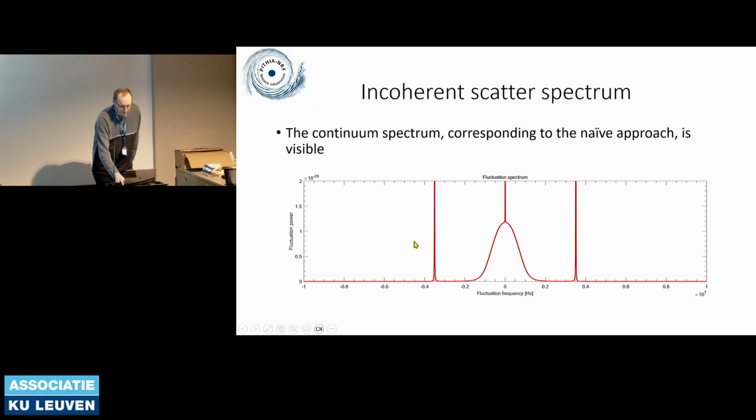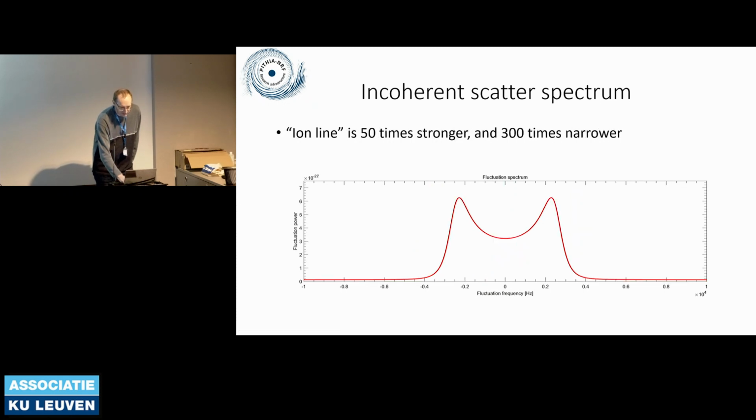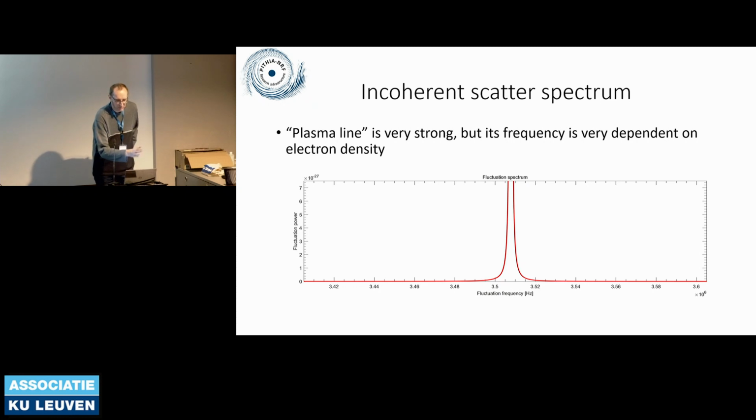Now I zoom out on the y-axis and zoom in on the x-axis to look at the central peak. You see what is called the ion line, 50 times stronger and 300 times narrower than this continuous line. And it's from this one we get lots of the information that people are so proud of with the incoherent scatter radars. The other peaks are plasma lines. They are very strong, but the frequency is very dependent on electron density, so they're quite hard to find and they fluctuate a lot due to the local electron density.